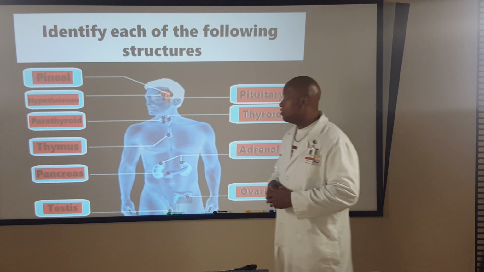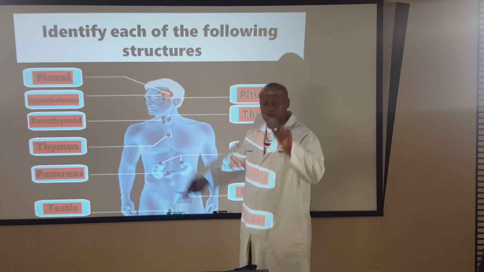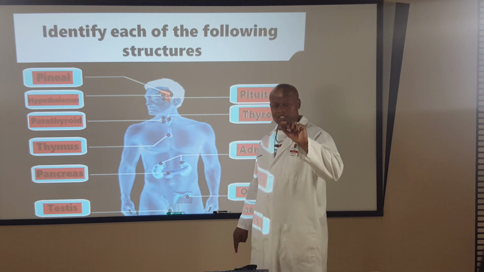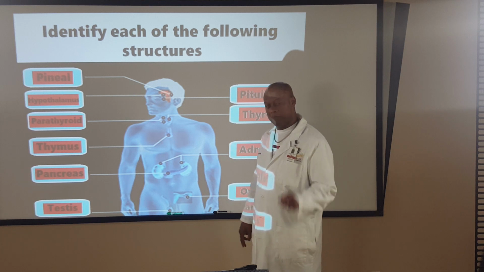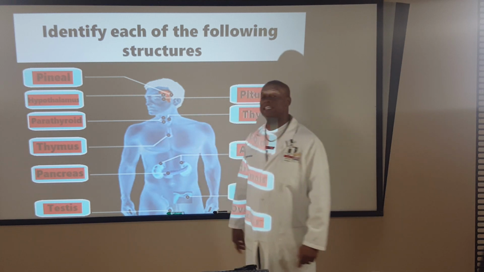Okay? So your 2 pairs of parathyroid. There's 4 little pearls behind your thyroid, parathyroid. We're coming back to that. All right, then. So that was number 3. Number 4 would be the thymus.